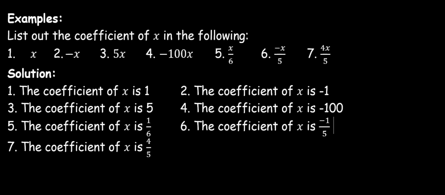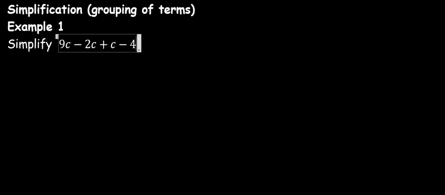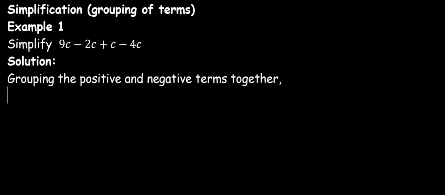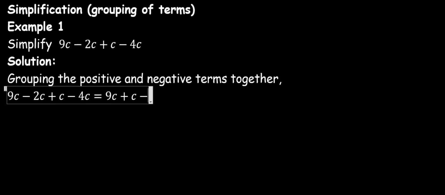Next, we take simplification, grouping of terms in bracket. Our first example, simplify 9c minus 2c plus c minus 4c. Solution. Grouping the positive and the negative terms together, we have 9c minus 2c plus c minus 4c will be equals to 9c plus c minus 2c minus 4c.